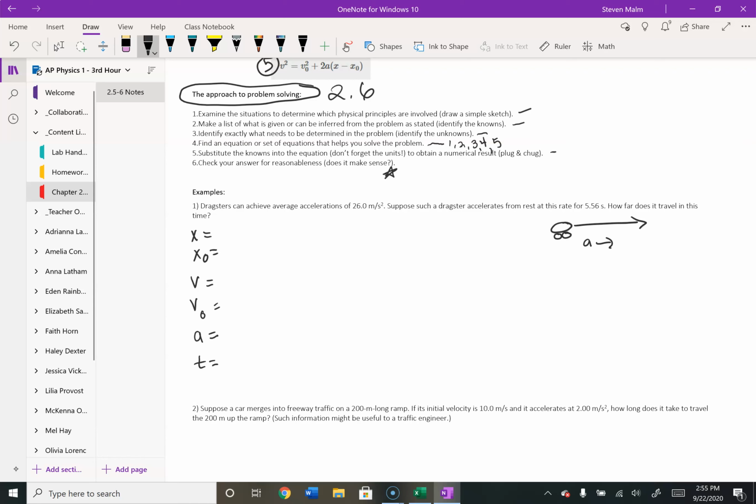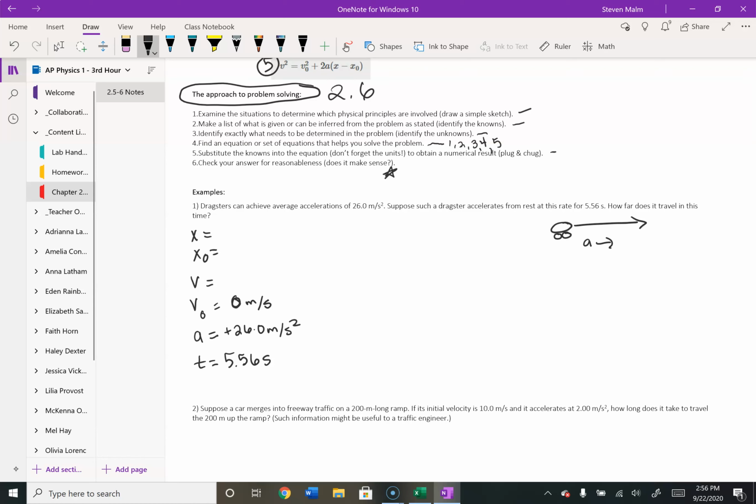And so we're going to go through and try to identify what we were given in this particular example. The first thing that pops out to me is acceleration. We were given the acceleration to be a positive 26.0 meters per second squared. The next thing says that the dragster accelerates from rest. From rest means initial velocity is 0. Next we're told how long it goes, and it says 5.56 seconds.